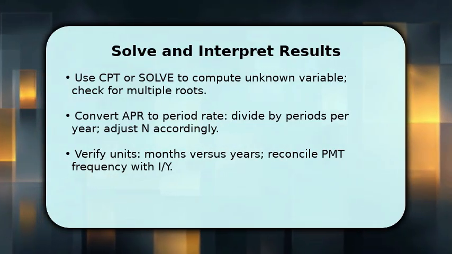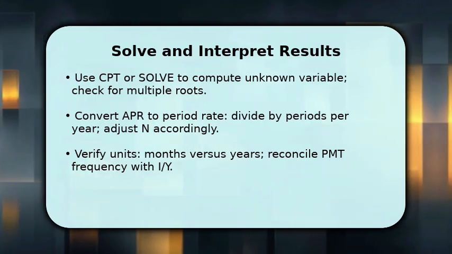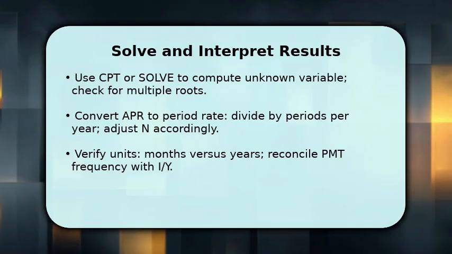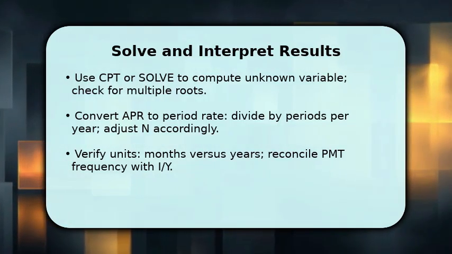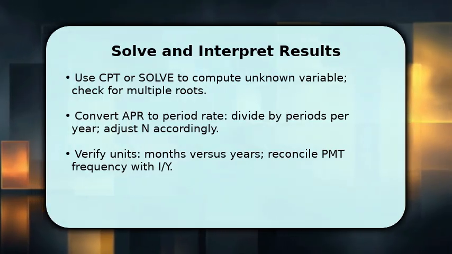Some problems have multiple roots, so inspect the result for realism. If you work with annual rates, divide by compounding periods to get I/Y and multiply years by periods for N, because mismatched units cause large errors.